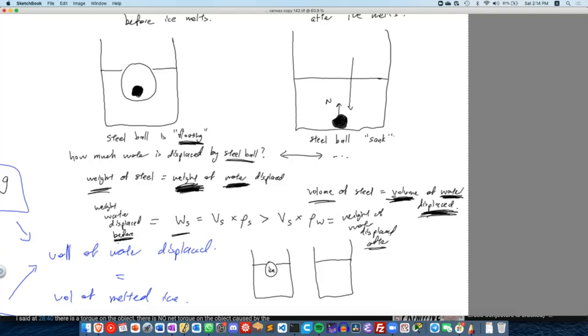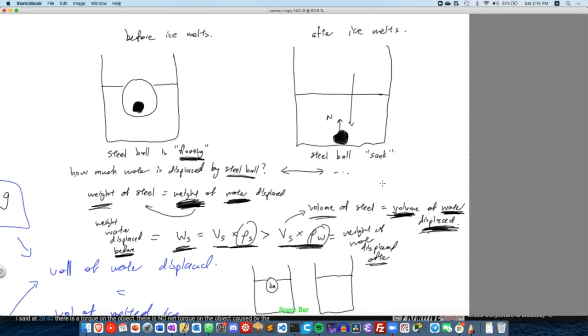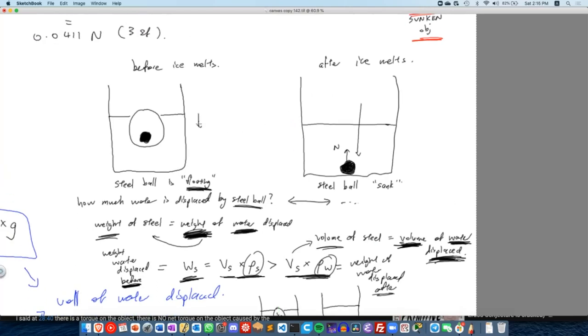So the weight of water displaced before is equal to the weight of steel, right? Which is equal to the volume of steel times the density of steel, which is greater than the volume of steel times the density of water, because the density of steel is higher than the density of water. But then the volume of steel displaced is the volume of the water displaced, which is equal to the weight of the water displaced after. That's right. So what we get is that in the first scenario, the weight of the water displaced is higher than in the second scenario. So the water level will actually drop. Yeah, if you compare it side by side, the water level will actually drop.